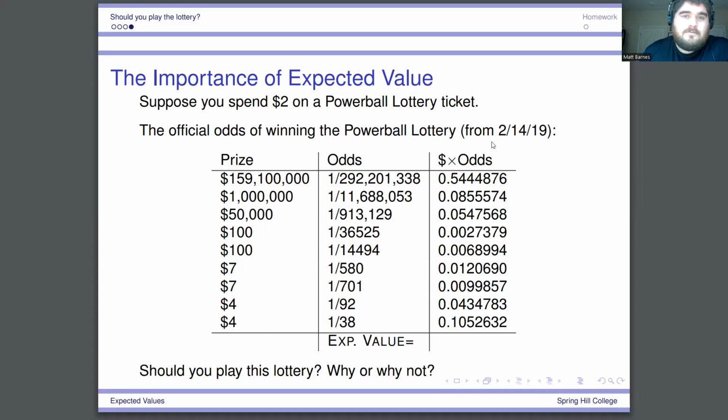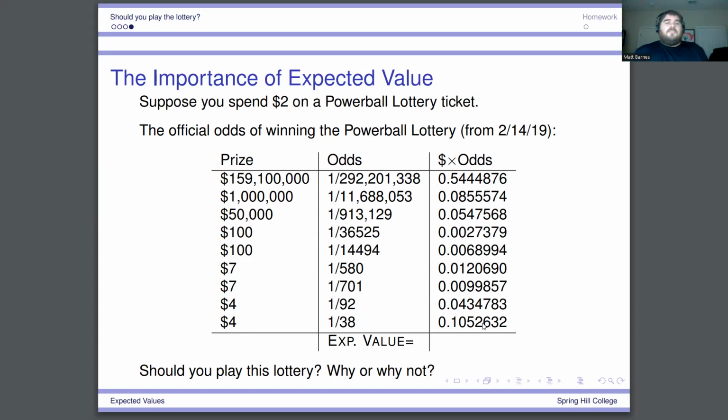All I have to do is multiply across here, get a decimal. Fraction if you want, but decimals are easier to add. So I multiply this number times this number, I get this. Go down to the next row: 1 million times 1 over 11,688,053. Get this number. And I do that all the way down to the bottom. So the last one I do 4 times 1 over 38, and I get 0.1052 and some extra stuff.